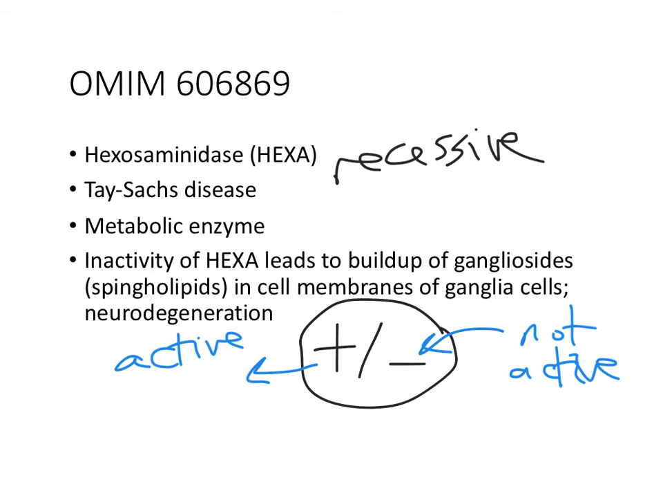So it tends to be the case that a lot of recessive mutations have a threshold where maybe 50% of the protein is okay, but maybe 40% wouldn't be okay, so there's going to be some gray area in there.